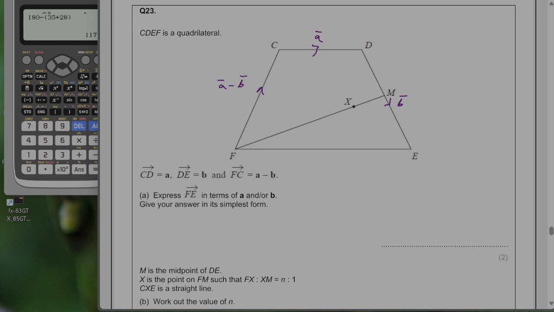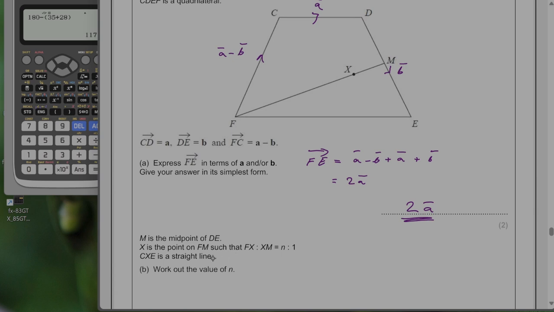Express F to E in its simplest form first of all. So F to E is going to be equal to a minus b plus a plus b, which is going to give us just 2a. So 2a.